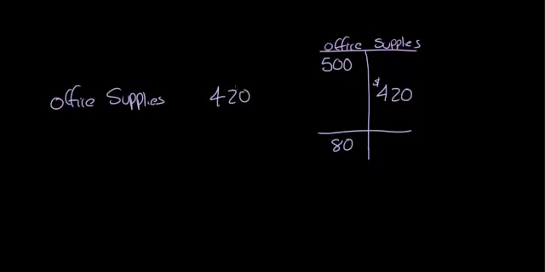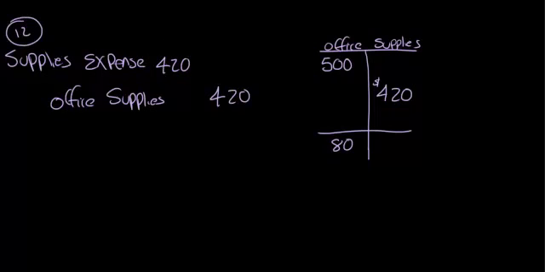So what's the debit? Supplies expense of $420. Okay, and that's number 12. All right, so we have now recorded all of the journal entries with respect to BTab.